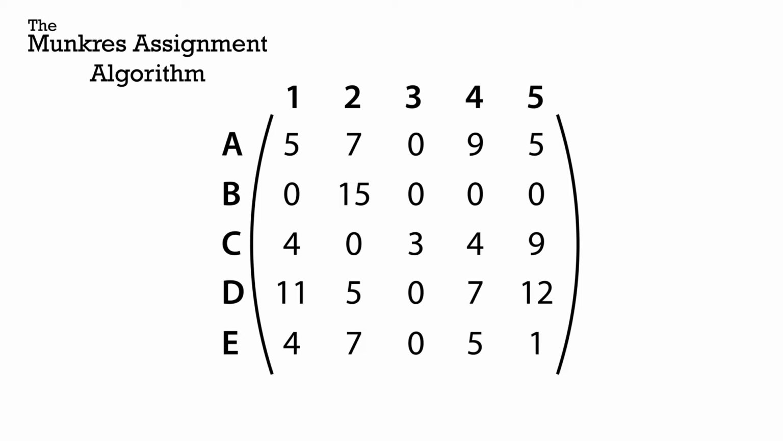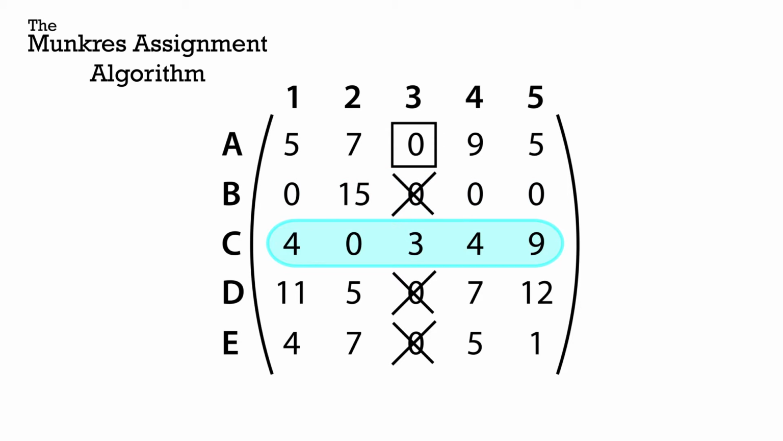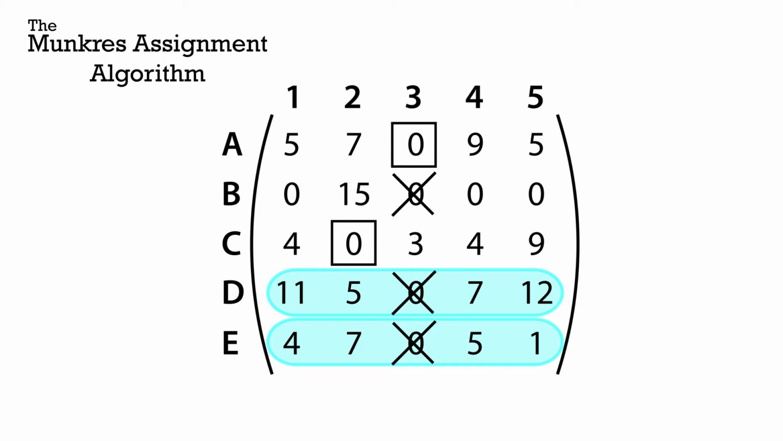The next step is to provisionally assign as many jobs to people as possible. We do this by finding rows with only one zero. So for Anna, it's job 3. We then cross out every other zero in that column, as that person has been assigned that job. We have several zeros in Bill's row, so we leave that for later. And we assign Charlie to job 2. For Dan and Emily, there are now no uncrossed zeros in their rows, so they can't be assigned to anything.